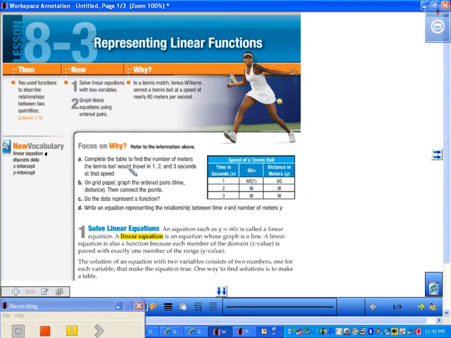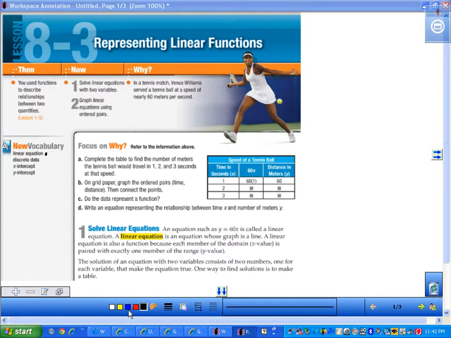It says complete the table to find the number of meters the tennis ball would travel in 1, 2, and 3 seconds at that speed. So they set up the table for you, and they've labeled your table with a title. Time in seconds is represented by X. Again, that's our input. Remember in lesson 1-5, we focus on our input and our output, meaning the same thing.